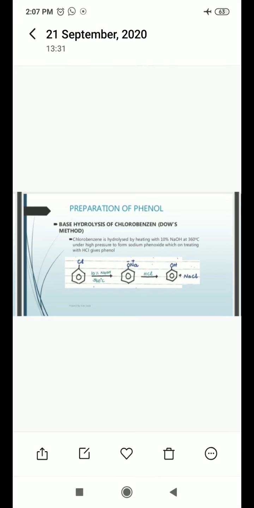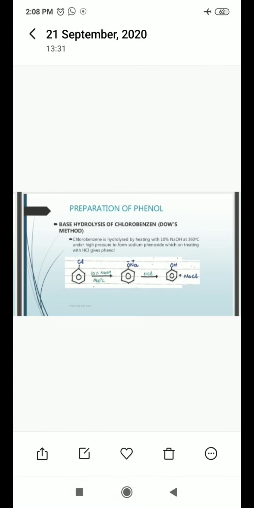The starting material here is chlorobenzene. Your chlorobenzene reacts with 10% NaOH, which we can say acts as a catalyst, in the presence of heat at 360 degrees Celsius. Then what is the intermediate step? The intermediate is nothing but the sodium phenoxide ion.